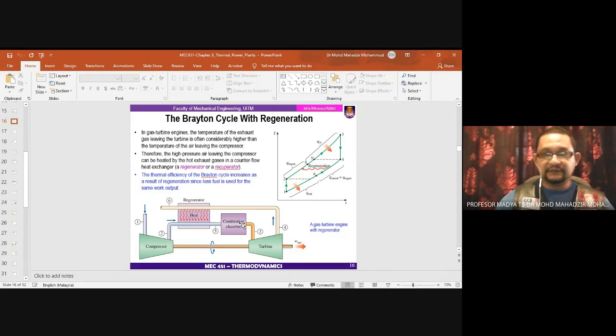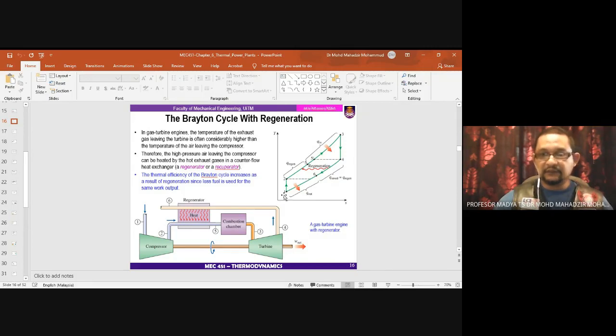So this is the concept of the modifications with regeneration. So this is the TS diagram. From this TS diagram, when you want to make the analysis, you have to draw the TS diagram like this, where in this diagram you can see it has 1, 2, 3, 4, 5, and 6 processes.